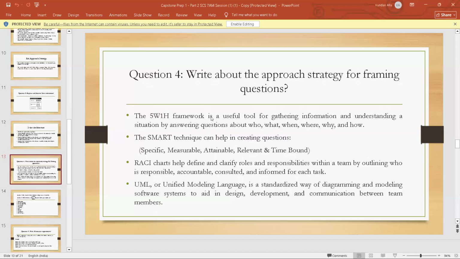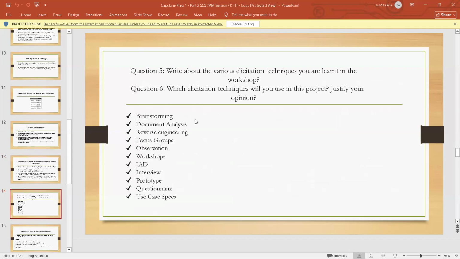So this is the fourth question, the approach strategy for framing questions. After that, the fifth and sixth questions are about elicitation techniques. Coming to the fifth question, you need to write about the various elicitation techniques you have learned in the workshop. You just need to write about the elicitation techniques you have used on the project.